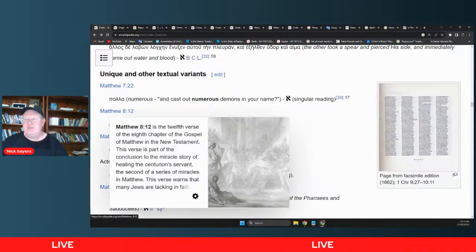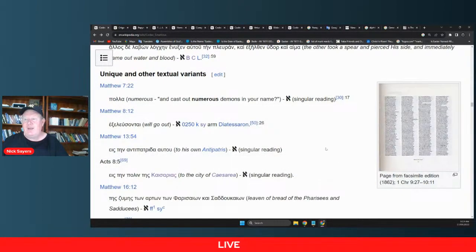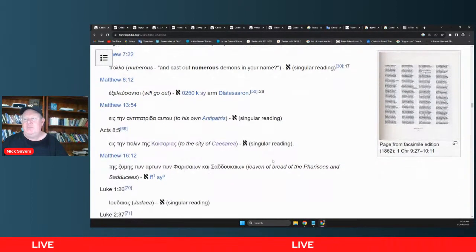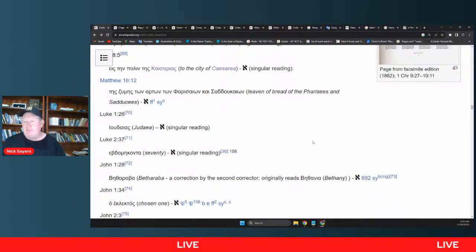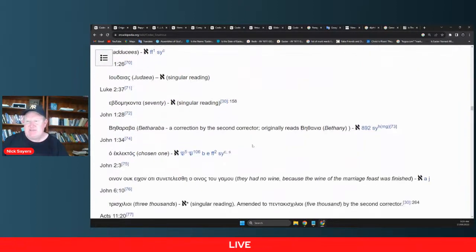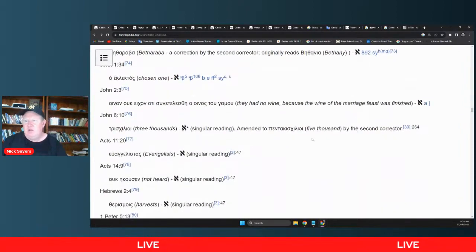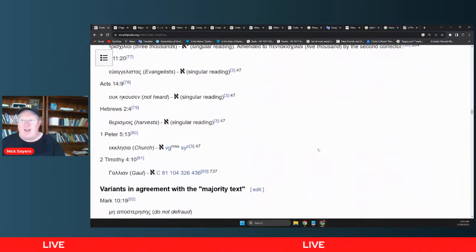Matthew 8:12, will go out. So some of these don't make much sense without the context. So the leaven of bread of the Pharisees and Sadducees. So they don't have the... Okay, so here it has the 70. Just strange readings, but they're not showing the actual correct reading. So it's hard to know what's good, what's bad, and why they've done that.